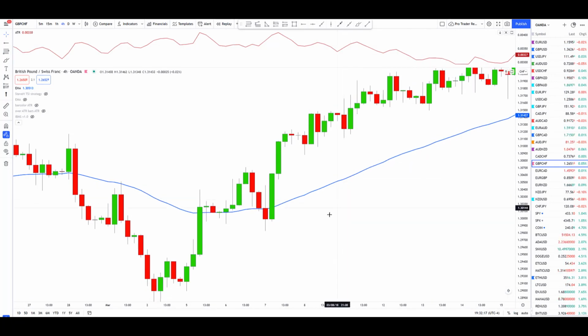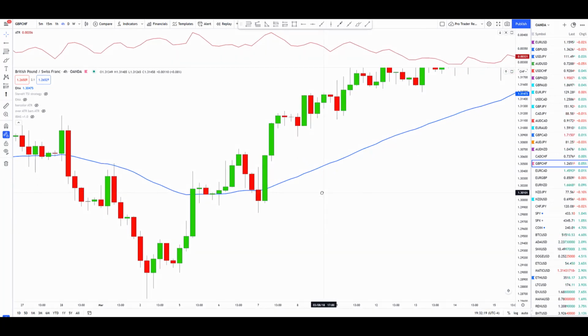For the first entry, we can have price touch the 50 period moving average. What we do not want to see is more than one candle close below the 50 period moving average. We can see the wick of a candle touch. We can even see one candle close below the 50 period moving average before we get an entry. But what we don't want to see is more than one candle closing below the 50 period moving average, because at that point, we're not going to start looking for more bullish trades.